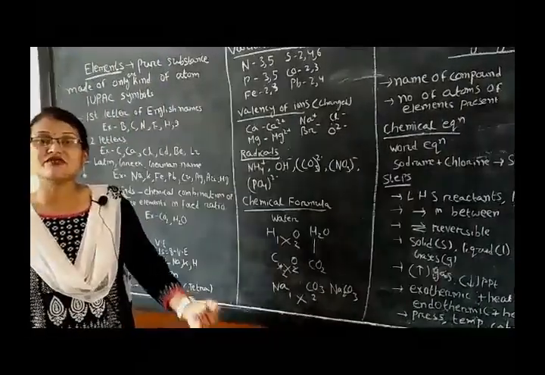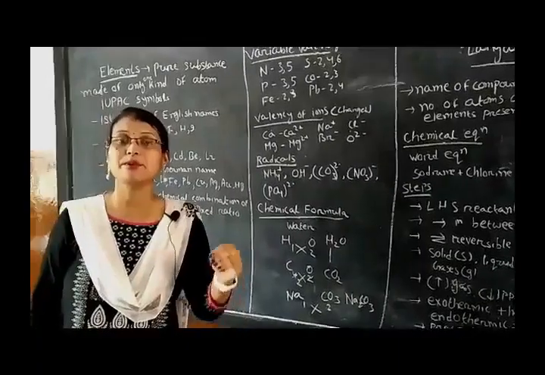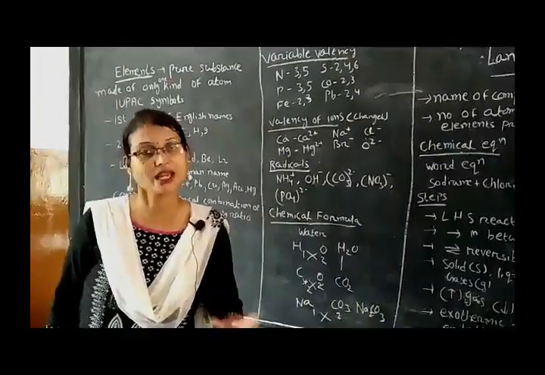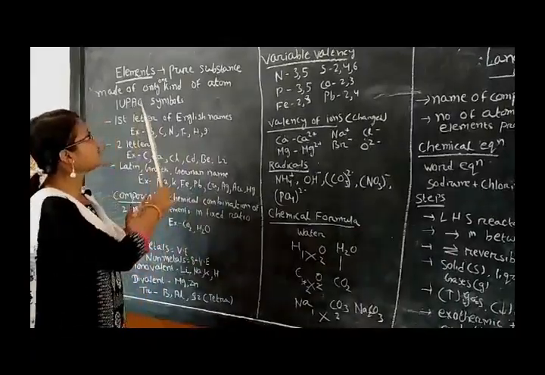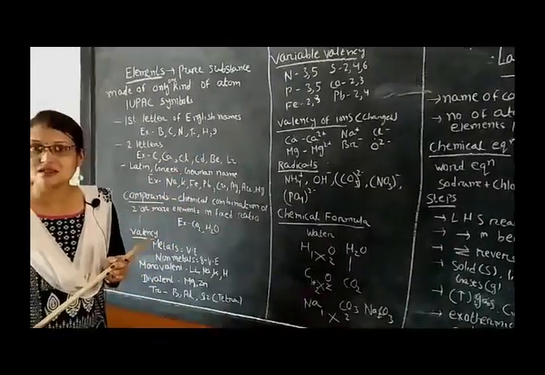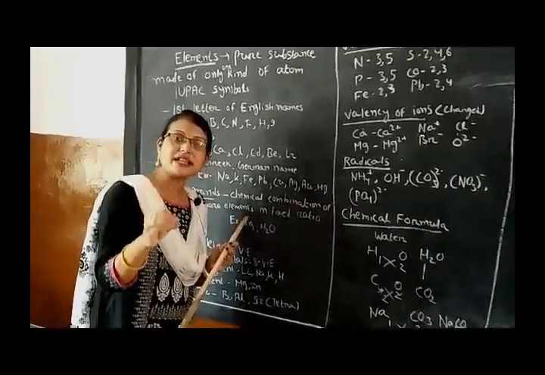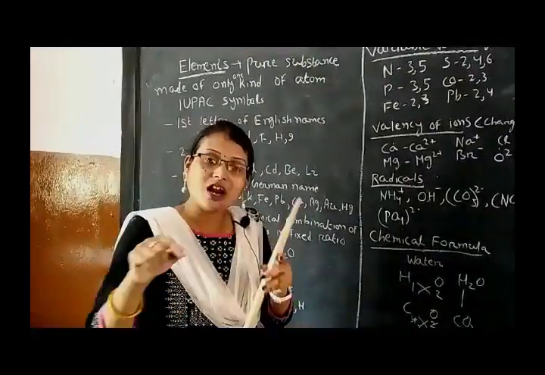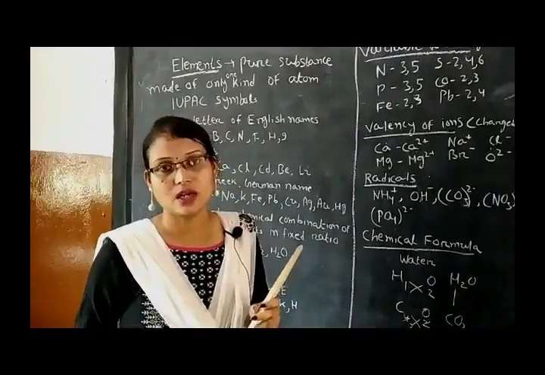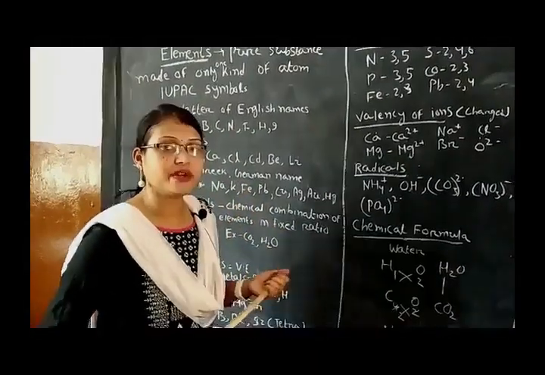We know the definition of elements. It is the purest form of matter, which is made up of only one kind of atoms. That means the smallest particle of an element is the atom, and it is made up of only those atoms. And how can we represent an element?